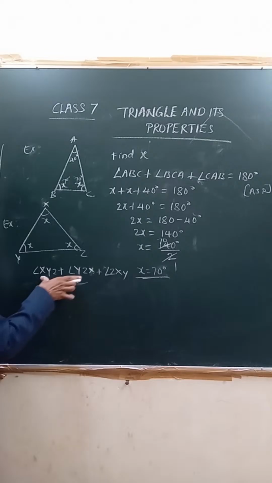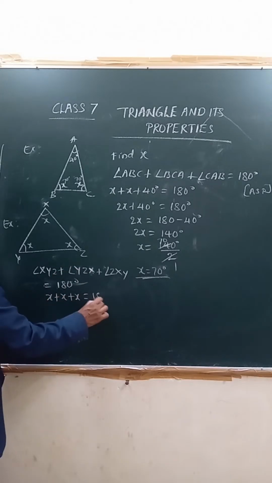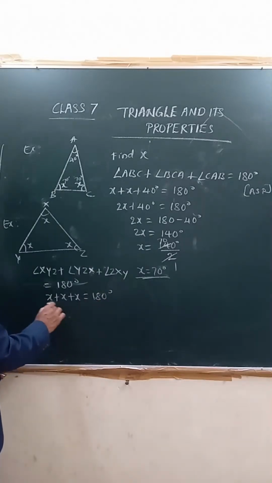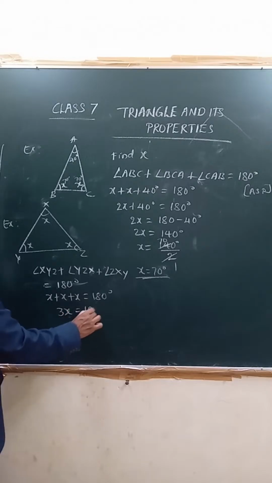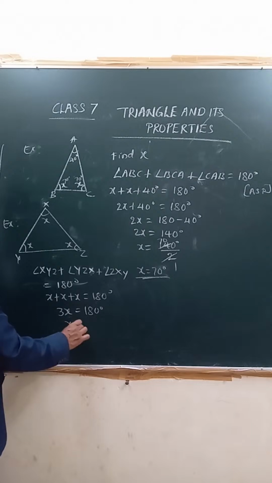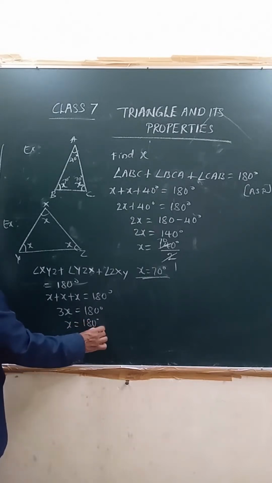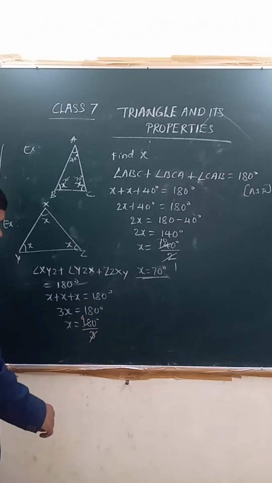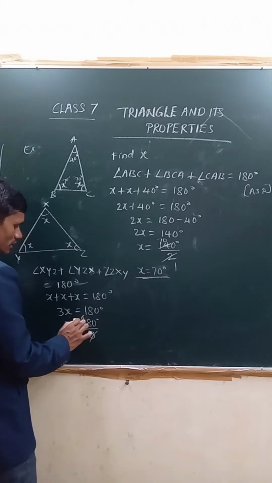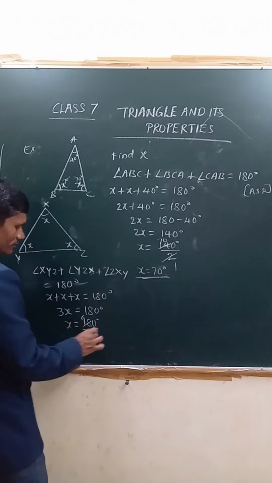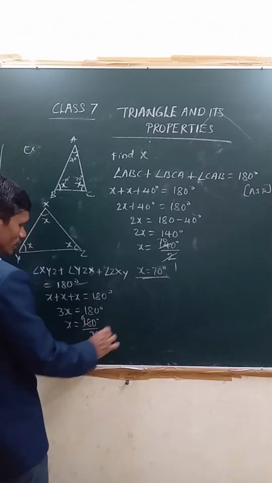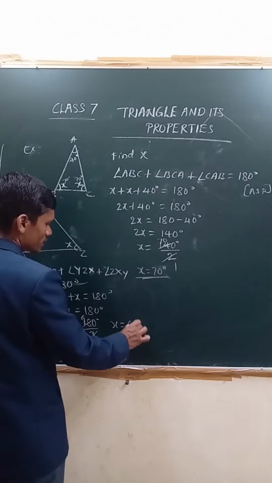Now what we'll do is in these places we'll write x plus x is equal to 180 degrees, right? Now all the three x's if you add, you are getting 3x is equal to 180 degrees, and x is equal to 180 degrees divided by 3. 3 ones 3, 3 sixes 18. Okay, you are getting 60 degrees, so x is equal to 60 degrees.